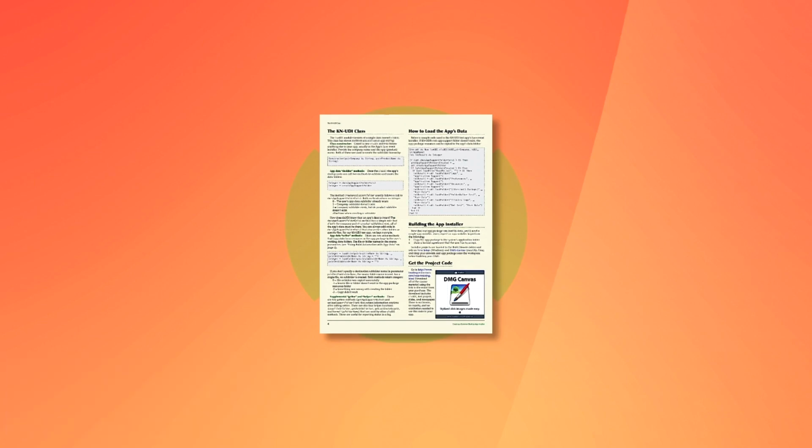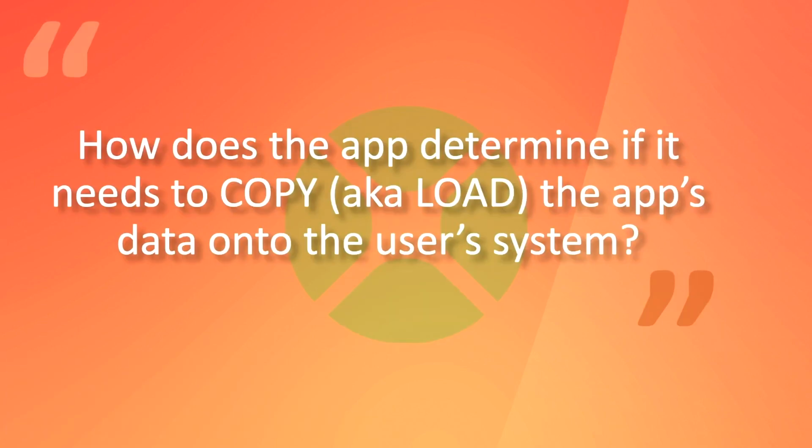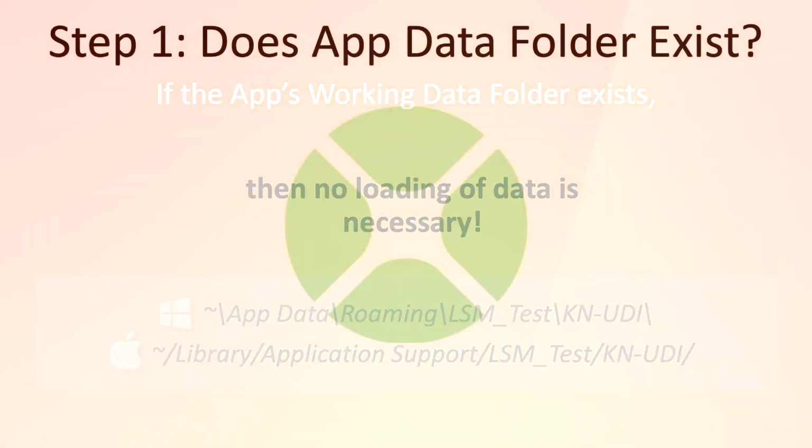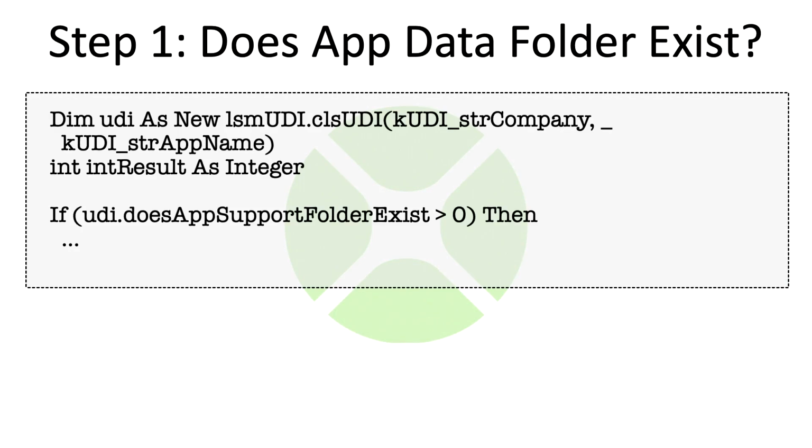Okay, how to load the app's data. Okay, this is where the magic is. This is the only code you're really going to need in your open event handler. So this is what you would do. If the app's working data folder exists, then you shouldn't have to do anything. Again, I'm just saying once again where those destination folders are. I know it's repetitive, but it's easy to forget.